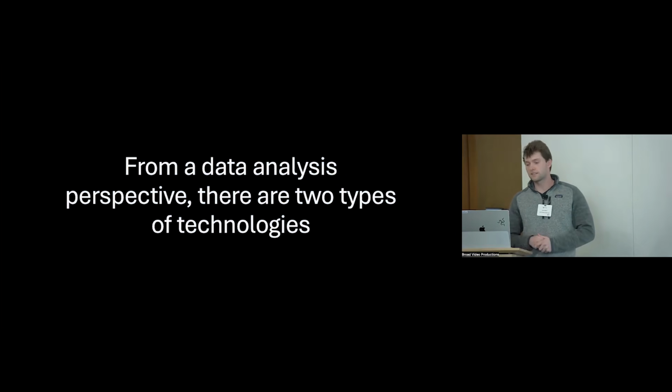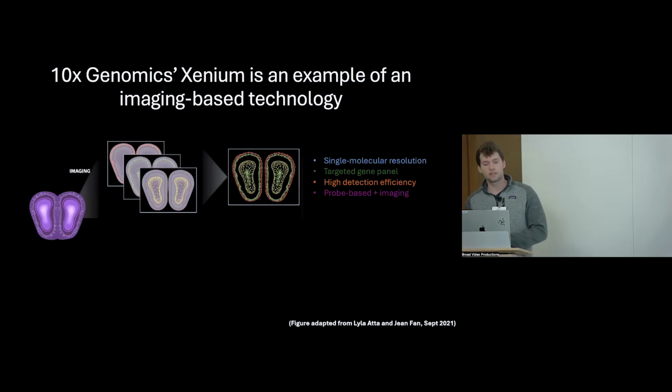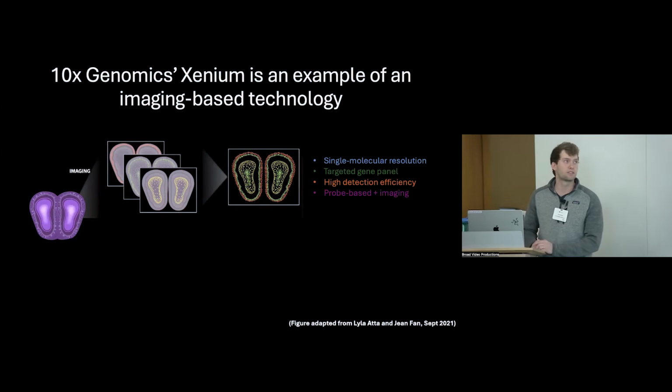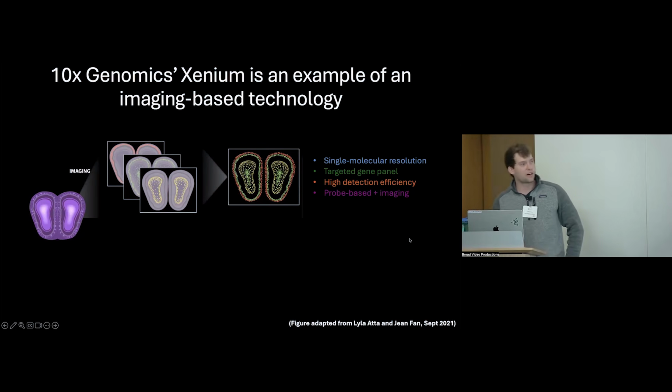From a data analysis perspective, I would say there are two main types of technologies we'll focus on. The first one is an imaging-based technology. The example I'll use is 10x Genomics Xenium. I'll explain this in more detail later on, but the way 10x Xenium works is you're basically sending in these probes, and these probes will bind to mRNA transcripts, and then you take a picture and you can see where that mRNA is in the tissue.